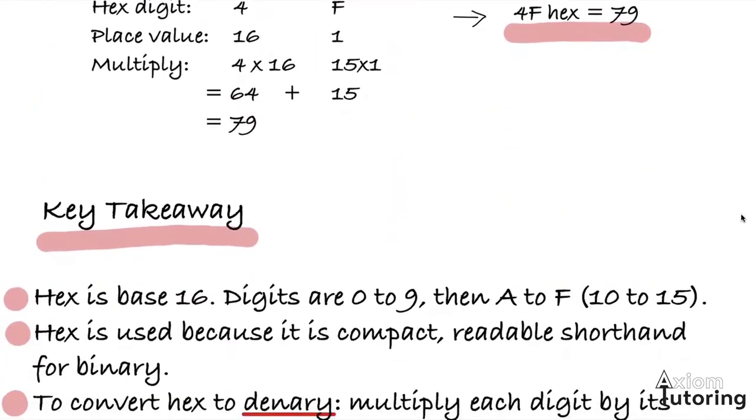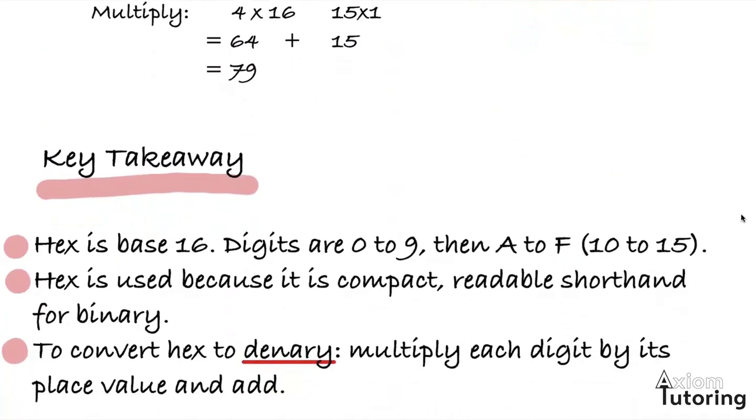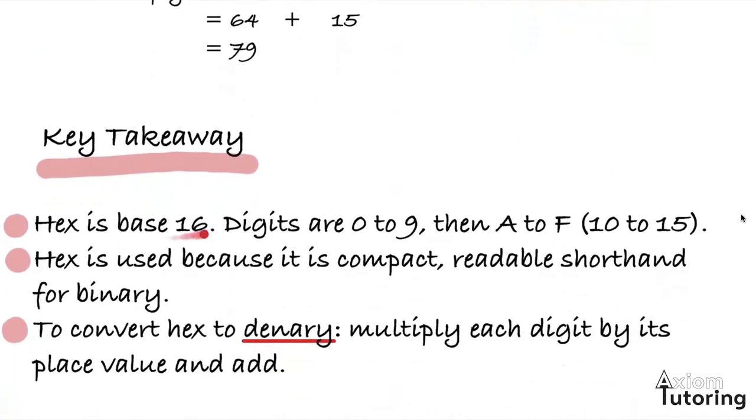Now, there are three things that I want you to take away from this video. Hex is base 16. Digits are 0 to 9 and then A to F. A maps to 10, F maps to 15, and the letters in between map to numbers in between these. Hex is used because it is compact, it's a readable shorthand for binary, and it's very easy and convenient to use throughout the computing industry. So to convert hex to denary, we multiply each digit by its place value and add, much like the process of converting from binary to denary.